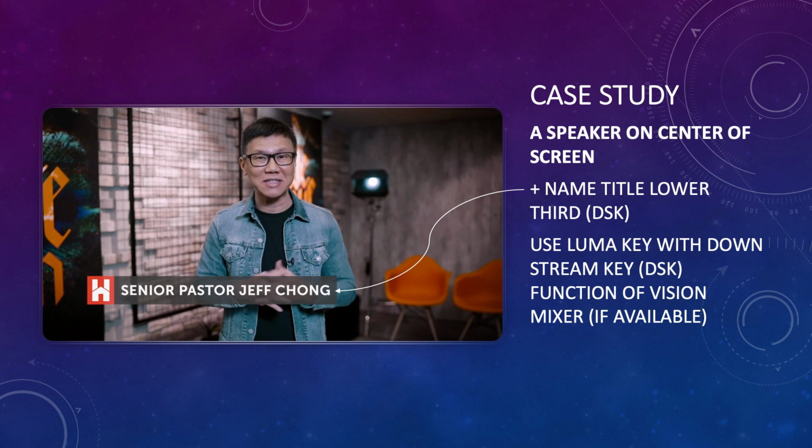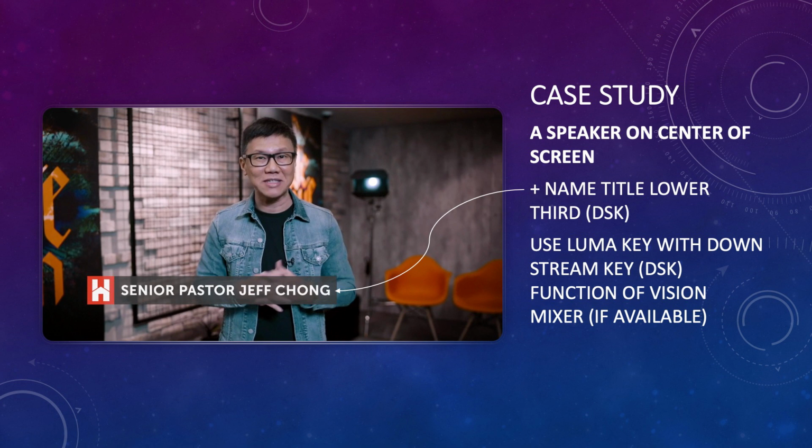Now this additional text being added can be added via your Vision Mixer. If the Vision Mixer has the downstream key function, or DSK in short, and usually the downstream key function has a Luma key feature built in.